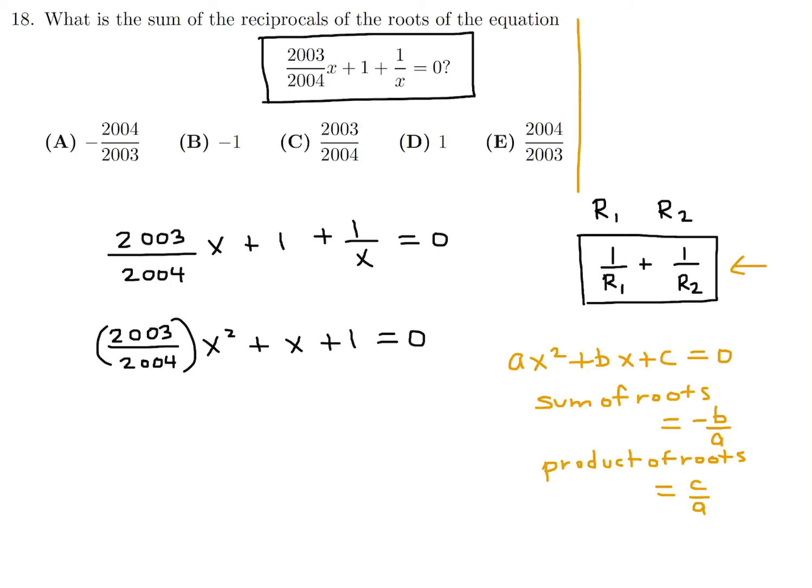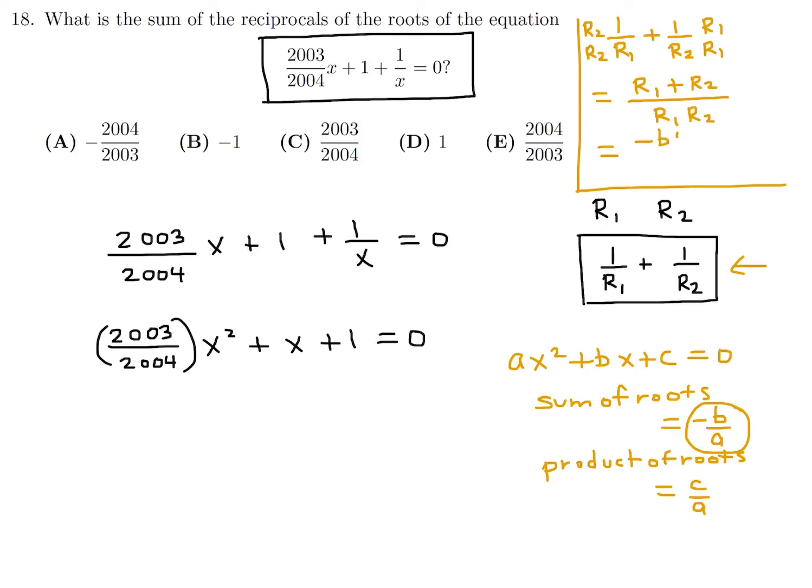So now what I want to do is figure out this right here, and I'll do it up here. We've got 1 over r1 plus 1 over r2, correct? Let's do the math here. Add the fractions. So we get common denominator r2, r2, common denominator r1, r1. So this becomes r1 plus r2 over r1 times r2. Correct? Nothing fancy, just added the fraction. r1 plus r2 is the sum of the roots, this guy right here, minus b over a. r1 times r2 is the product of the roots, c over a.